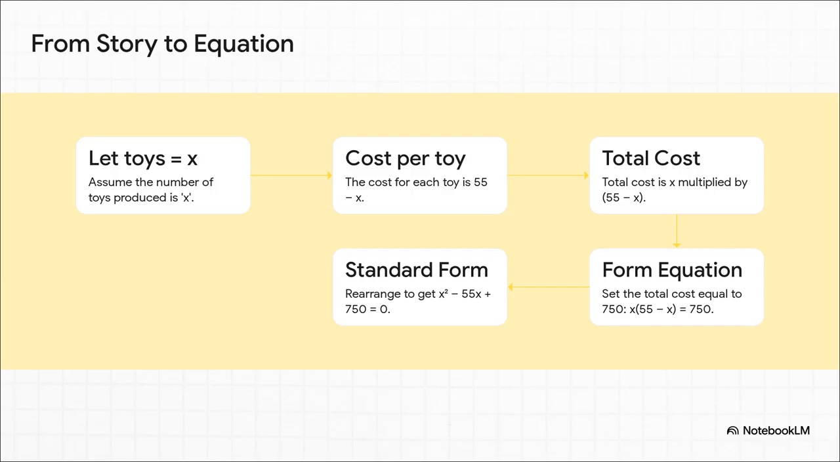First, we don't know the number of toys, so let's just call it x. Simple. Step 2. The cost for each toy is 55 minus x, right? The story told us that. So the total cost must be the number of toys times the cost per toy, which means x into 55 minus x equals 750. A little bit of multiplication and moving things around, and ta-da, we get x squared minus 55x plus 750 equals 0. See? You just translated a story into maths.